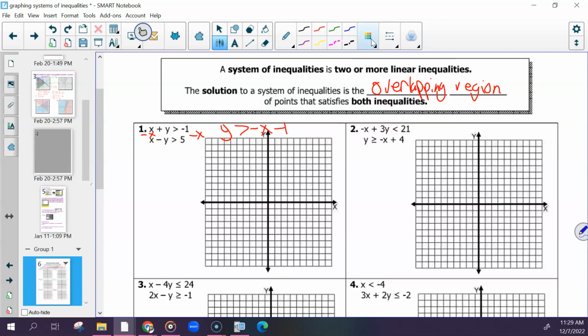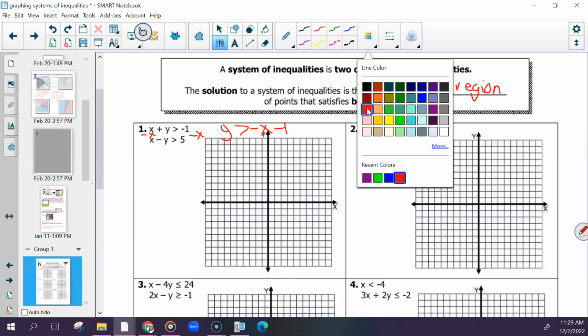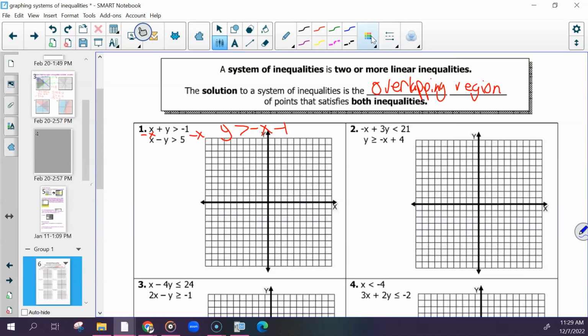Whether you solve it and then graph it, or solve both and then graph both, that order does not matter as long as you do them both. So I'm going to solve the other one and then graph them both. For the second inequality, also get rid of that x, subtract it to the other side. So we have negative y is greater than -x + 5, but we have to get rid of that negative. Divide everything by -1.